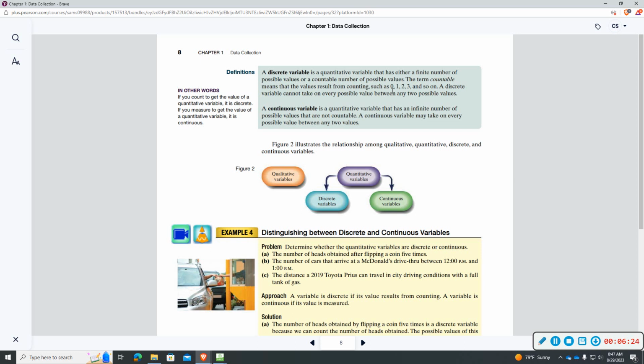Same thing with cars. I got 1 or 2 or 3. I don't have 2.5 cars. Like you don't have, you know, half a car. So those will be whole numbers.